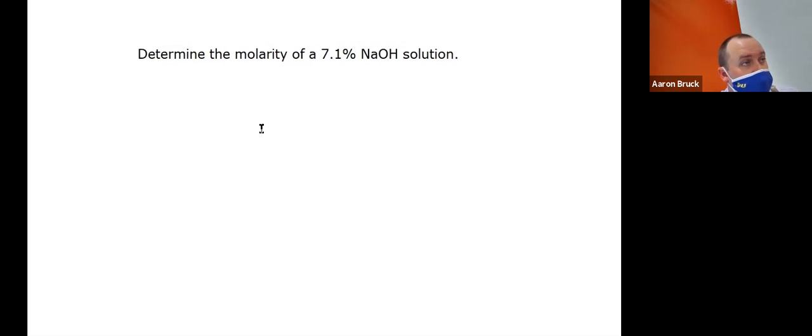Now, obviously, I can flip-flop this. I could ask you to determine the percent by mass of a 7.1 molar sodium hydroxide solution just as easily. And if that's a direction that you want to see an example, we can do that kind of example next. The real key to these kinds of questions lies in your understanding of your definitions. And I will tell you, this is where most of you are going to make your mistakes, if you make mistakes. It's going to be in forgetting what these definitions are or forgetting what they mean.